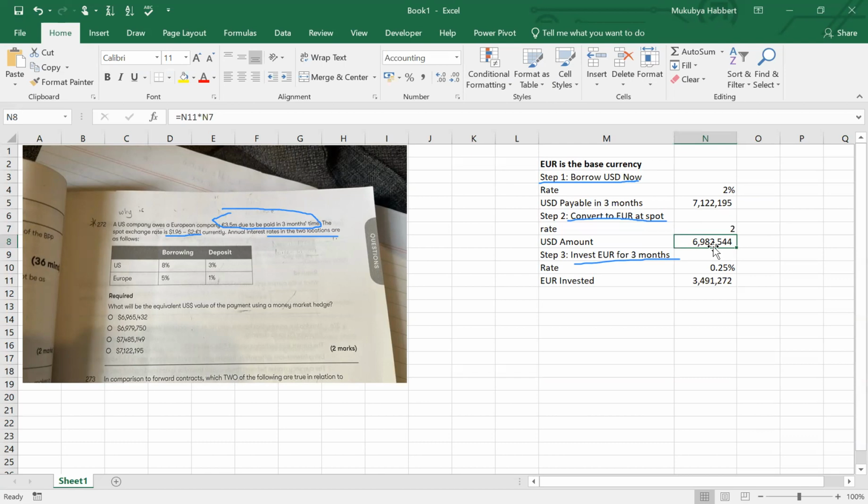Now, the next step is to know how much it is going to be in 3 months' time if I borrow $6.98. And now the borrowing rate in the dollars is 8%, but again for 3 months, so that gives us 2%. And then you just now do 6.98 multiplied by 1 plus 2%, and you get 7.1. So that is the 7.1, which is the dollar equivalent of that payment of 3.5 million euros. I hope that makes sense.